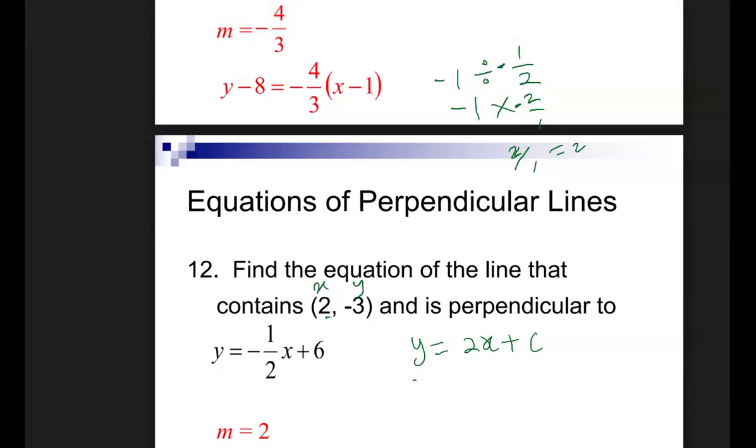So minus 3 equals 2 times x, 2 times 2, that's going to give you 4 plus c. Now take away 4 from both sides. That gives you minus 7 equals c. So the equation is now y equals 2x minus 7. That's it.